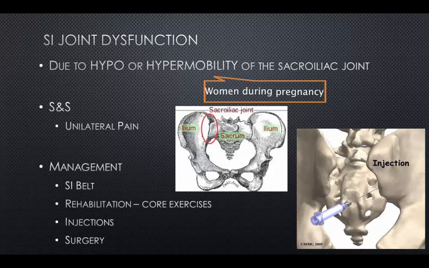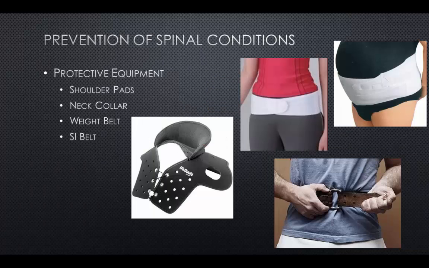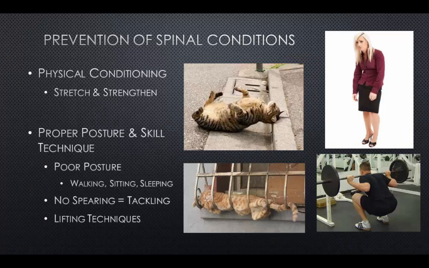Protective equipment may assist in decreasing spinal conditions, including shoulder pads, neck collars, weight belts, and SI belts. Also focusing on physical conditioning, including stretching and strengthening of muscles, and teaching proper posture and skill techniques may assist in the prevention of spinal conditions.